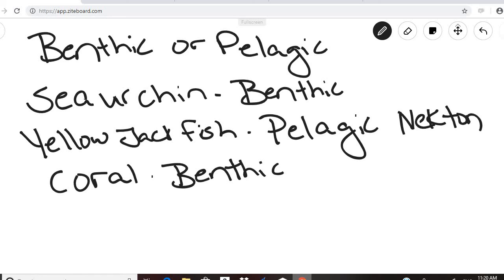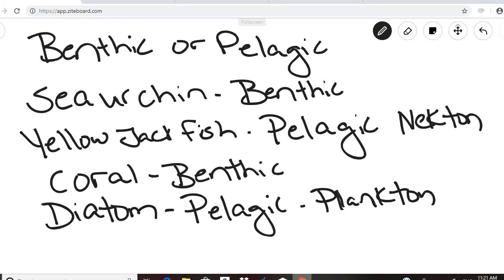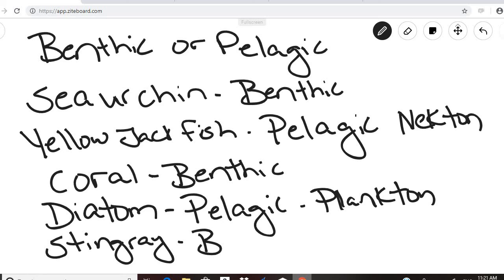So coral lives on the ocean floor. Diatoms, well, diatoms would be pelagic. They don't live on the ocean floor. They live away from the ocean floor. And then we would also say that these are plankton. They're not able to swim against the currents. Stingray is benthic.